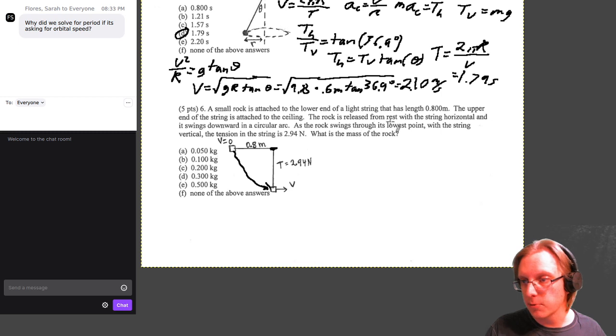The rock is released from rest with the string horizontal and swings down in a circular arc. As the rock swings through the lowest point, with the string vertical, the tension in the string is 2.94 newtons. All right. What is the mass of the rock?